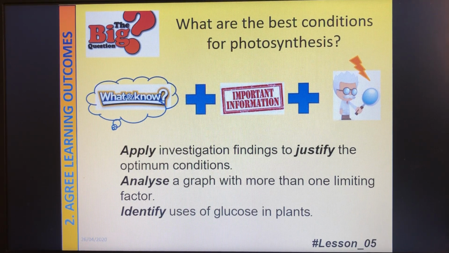So what are the best conditions for photosynthesis? That is our title. Let's write that down, please. After this lesson, we're going to be looking at what the plant does with that glucose that's made in photosynthesis, but for today we're just going to continue finishing off what we're doing with the required practical there. So what are the best conditions for photosynthesis? Get the date written in your book as well. Okay, this is week 4 of distance learning and week 6 of lockdown.